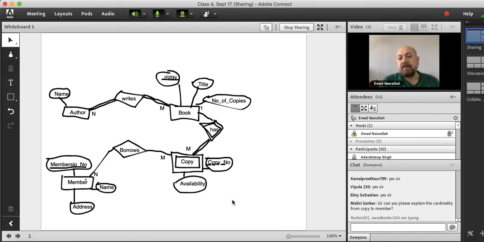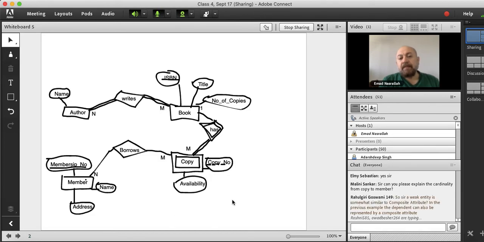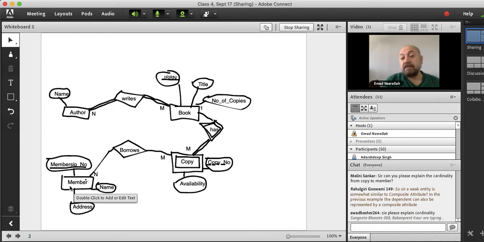Cardinality from copy to member. The member can borrow multiple copies. The copy could be borrowed by many members. That's the meaning of the cardinality here.